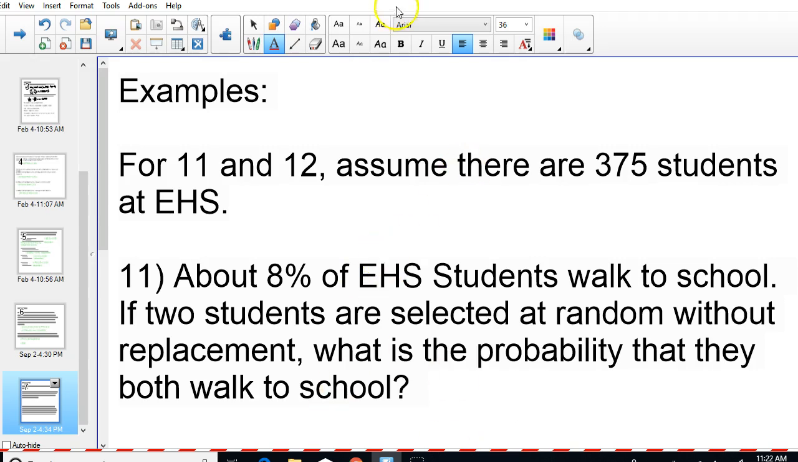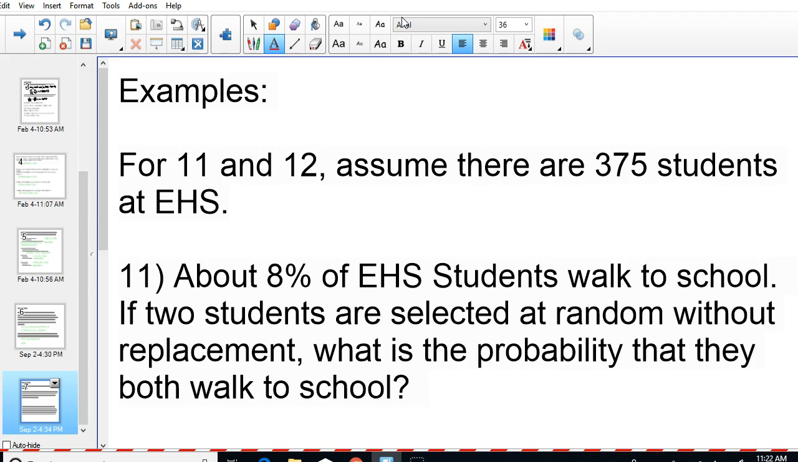All right, so last one. For 11 and 12, assume there are 375 students at Elkin High School. All right, so this is important. About 8% of Elkin High School students walk to school. If 2 students are selected at random, without replacement, what is the probability that they both walk to school? So the first thing we've got to do is we know we have 375 students. We have to figure out what 8% of that is.